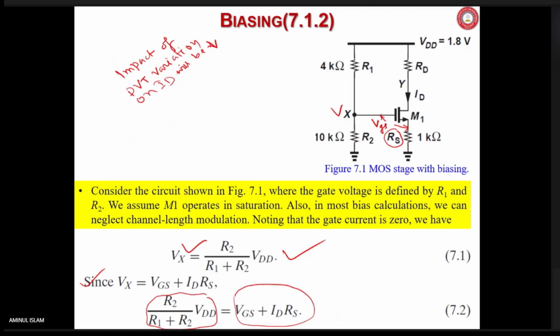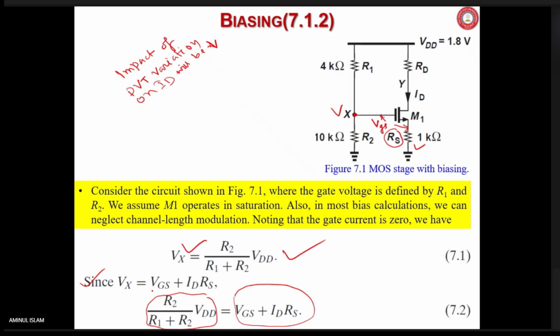So here the source degeneration resistor is connected, and the same thing we are describing here. What is Vx here? Vx, the voltage at this node, is the gate DC bias voltage. It is Vx equals R2 divided by R1 plus R2 times VDD. That is very obvious, the voltage divider principle.